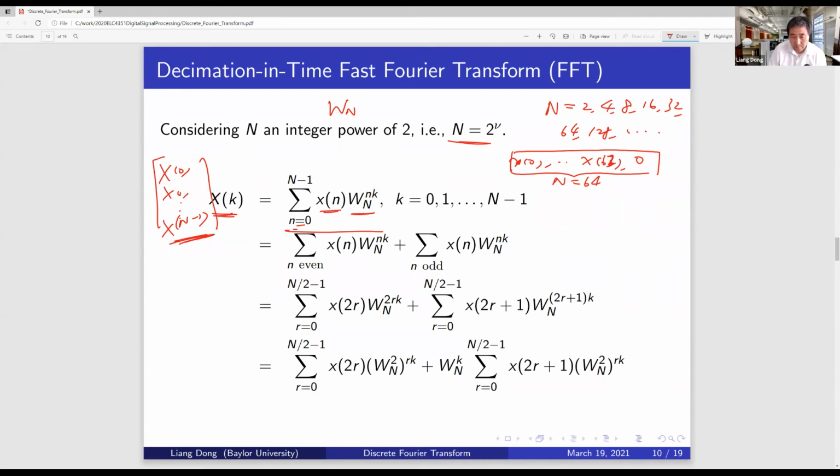So we look at this equation. Now I break that into two parts: when n is even and when n is odd. I can do that because, very nicely, N is an integer power of 2, so it guarantees I can do that. Change this summation variable. For the even part, n is even, so I take n equal to 2r in the first sum, and replace n with 2r here and here. Then r is from 0 to N over 2 minus 1. For the second part, because n is odd, I replace n with 2r plus 1. So I plug in 2r plus 1 here and here, and r is also from 0 to N over 2 minus 1.